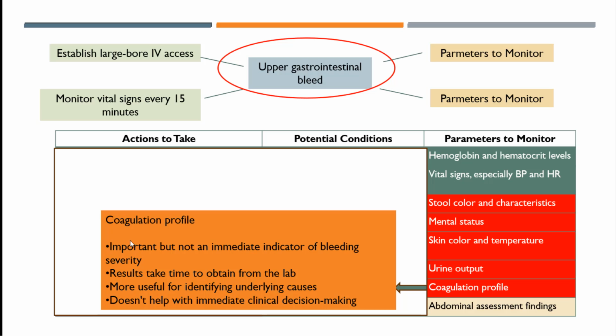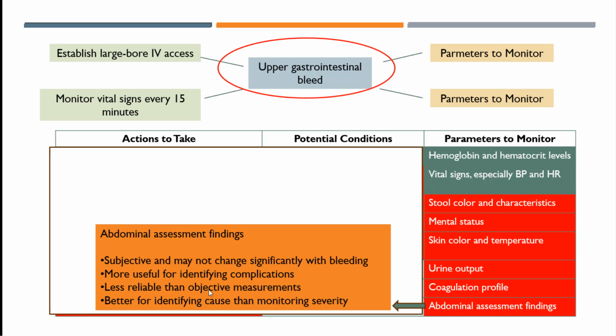Coagulation profile. It's important but not an immediate indicator of bleeding severity. Results take time to obtain from the lab, more useful for identifying underlying causes, and doesn't help with immediate clinical decision making. Abdominal assessment findings. Okay, of course, we have a patient that's becoming unstable, so this is going to be one of those secondary things to do. It's subjective, it may not change significantly with bleeding, more useful for identifying complications, less reliable than objective measurements, and better for identifying cause than monitoring severity.